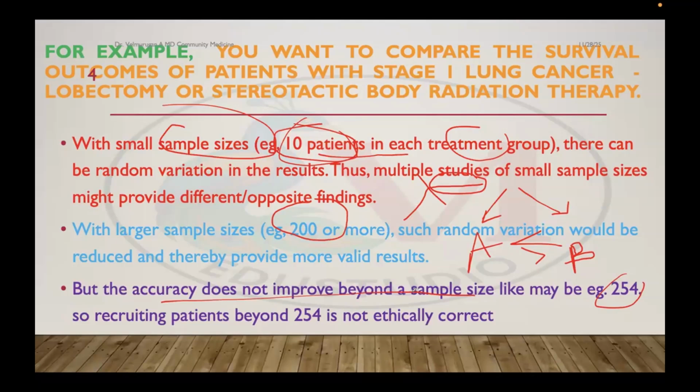So you're doing a study comparing the outcome of patients with stage 1 lung cancer. You're doing a lobectomy for one group of patients, and then you are doing stereotactic body radiation therapy for another group of patients. So what is the sample size you have to choose?